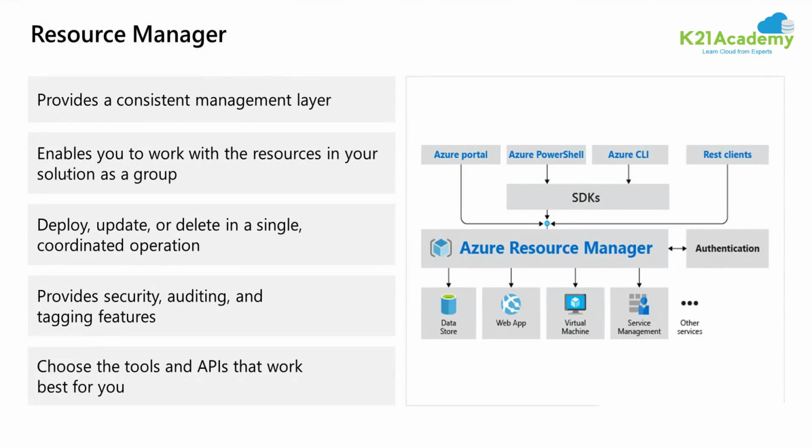Enables you to work with resources in your solution as a group. What is that group? That group is called a resource group, the one which we have just seen, right? Deploy, update, edit in a single coordinated operation. So when you are creating, for example, a VM, there are multiple resources that are related. Who is going to create those other resources as a coordinated operation? Your ARM template, your Azure Resource Manager, basically is going to do that. You can also provide security, auditing and tagging features, so we'll understand more about this.